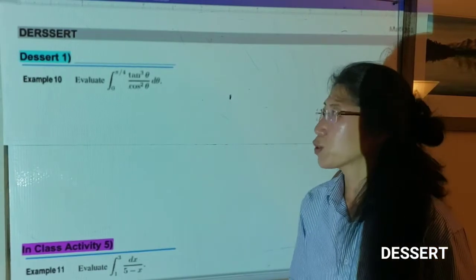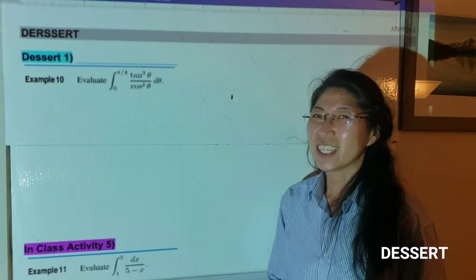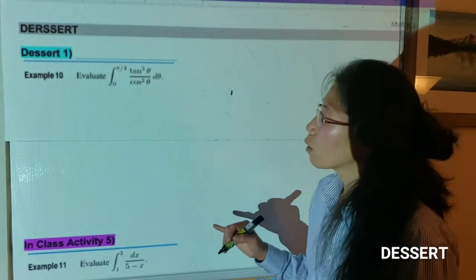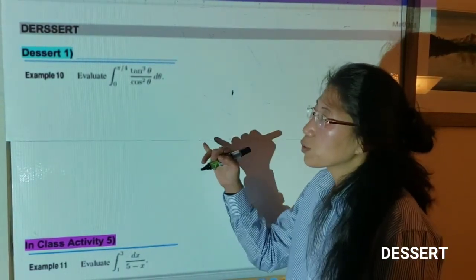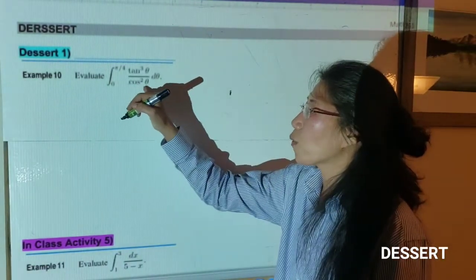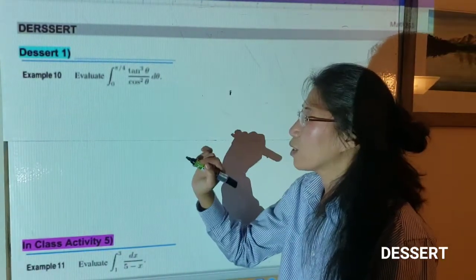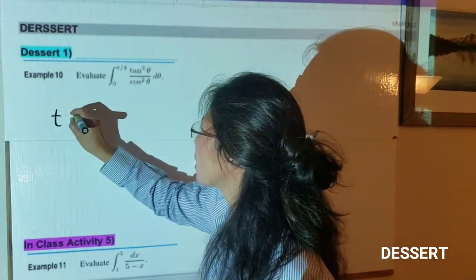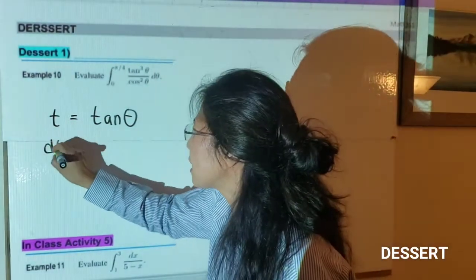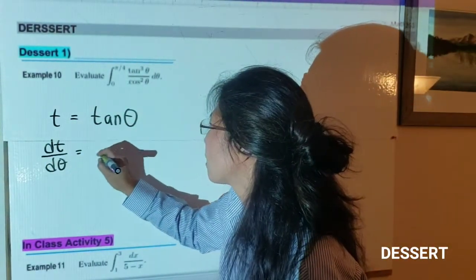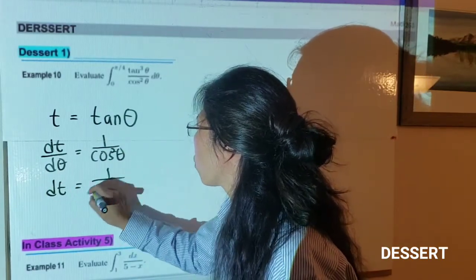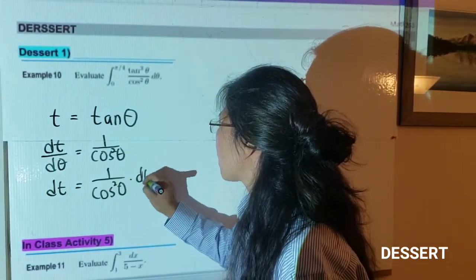But trig functions, yes, you have to actually see that trig functions are easier. So choose what will be your substitution. When I look at this, if I substitute tangent, I see that their derivative will be 1 over cosine squared d theta. So I'm going to use t as tangent theta. Then dt d theta is 1 over cosine squared theta. Therefore dt is 1 over cosine squared theta d theta.